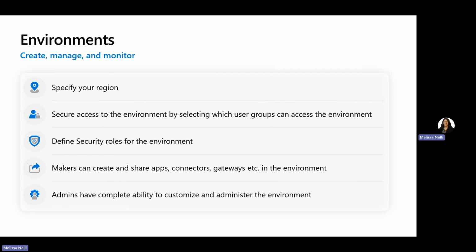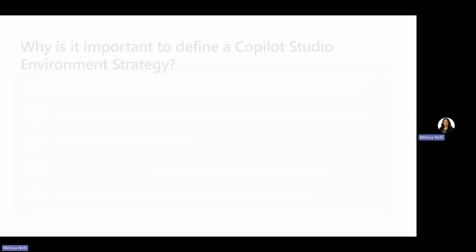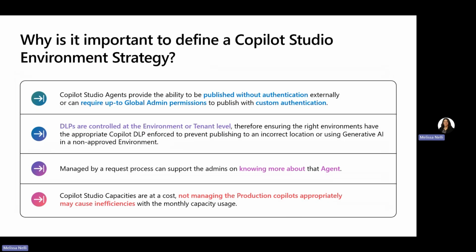So it's really important to set up your environments, specify your region, secure your environments by determining which user groups can access that environment, define roles and strategy. So, who can make and share apps, what are the connectors that people have access to? Your admins will have the complete ability to administer the environment. And again, this is really important for Copilot Studio because it allows you to lock down who's publishing without authentication, maybe. Is somebody publishing a bot without authentication? You might need to set up permissions to do that, to publish with custom authentication.